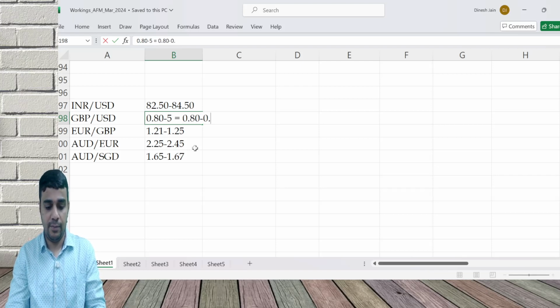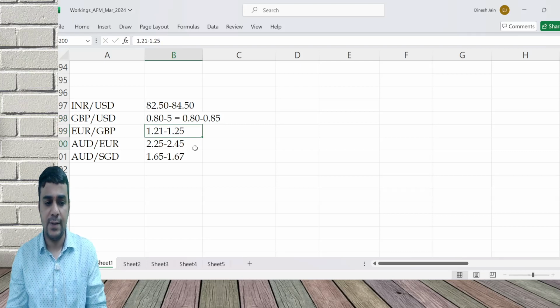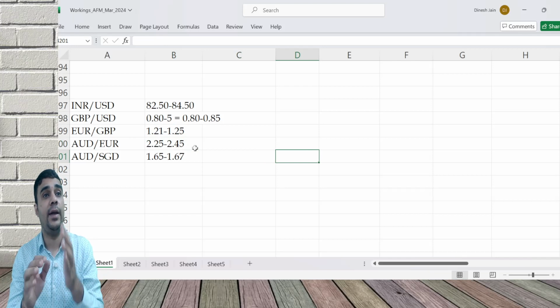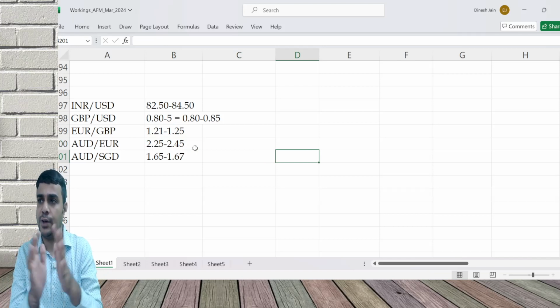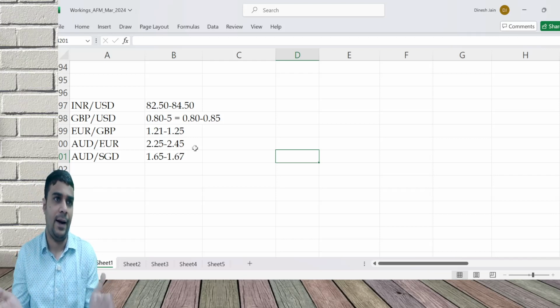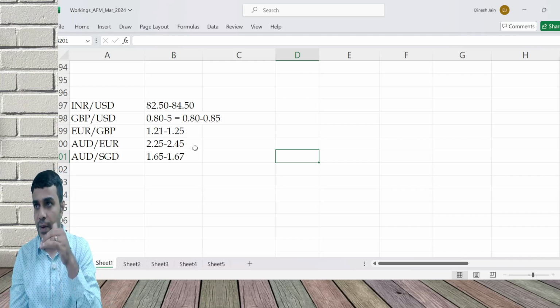0.80 hyphen 0.85. Third, fourth, fifth, all that is fine. Now I'll do some 10 questions from this so that you get a grip of what we are trying to do. Once we get a grip of this, Forex is over. I can keep adding any number of questions, but Forex gets over at that stage.